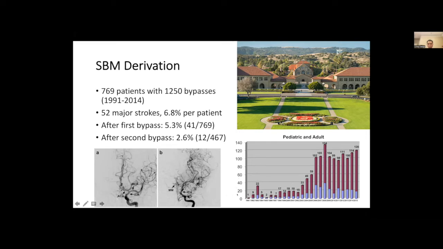Now this is the breakdown of the cases from 1991 to 2015. You can see initially it was kind of slow, and then from 2006 onwards it is about 100 cases of bypasses per year. And these are different colors. The maroon colors are for the adult cases. Purple colors are for the pediatric cases.